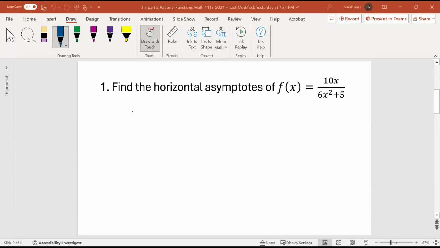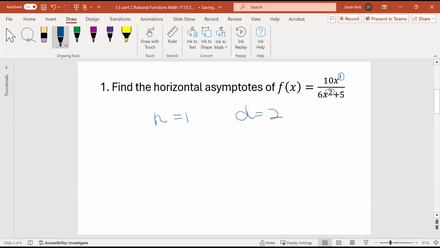And so if we look at this function here, there are three cases for horizontal asymptotes. For those cases, you always have to compare the degree of the numerator and the degree of the denominator. Remember, the degree refers to the highest exponent. In this case, the degree of the numerator, N, is 1, and the degree of the denominator, D, is 2, so that's the biggest exponent here.